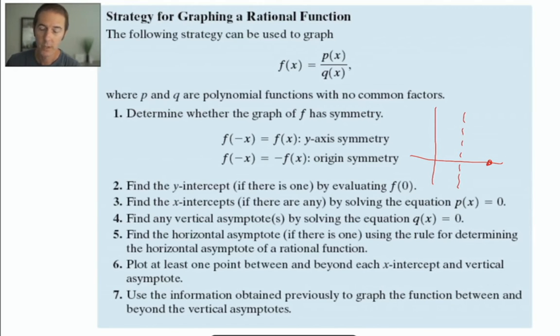Don't know. I should probably plot a point that has an x coordinate that's here so that I can just find out, is my curve going to pass through this point up here, or is my curve going to pass through this point down here? That will help me see which way my curve should be going. This way or this way.